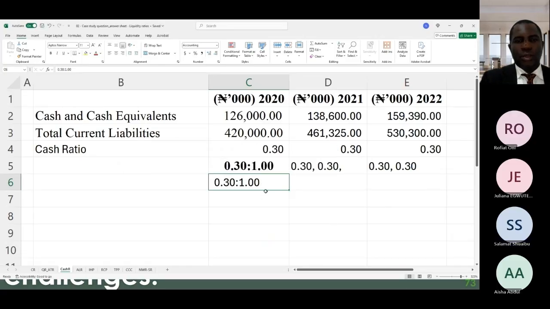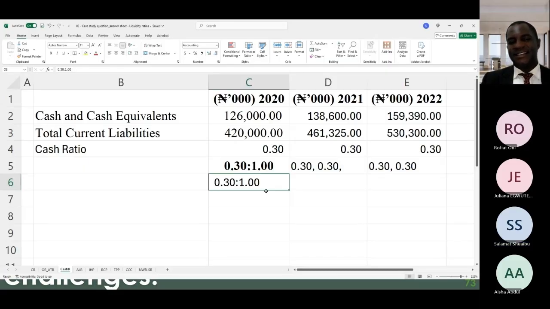Exactly. So you see, 0.30 means cash is 30% of the 100% current liabilities. That's a graphical way. Current liabilities is 1, but cash is 0.3, which is less than 1. It shows that your cash is 30% of your current liabilities. I just used that graphically to explain it, and I believe you caught that explanation.